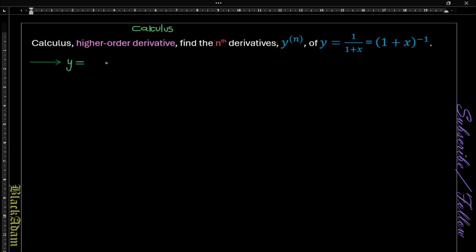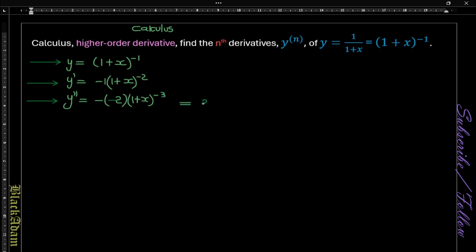We are given that y is equal to (1 plus x) to the power negative 1. The first derivative will be minus 1 times (1 plus x) to the power negative 2, and then the second derivative will be minus, so we bring down negative 2 and multiply by (1 plus x) to the power negative 3, and that translates to positive 2 times (1 plus x) to the power negative 3.